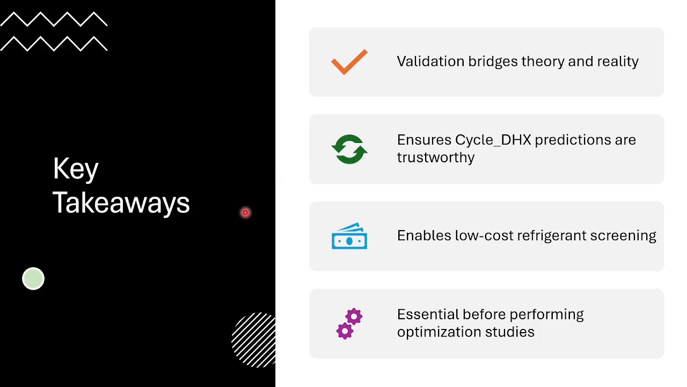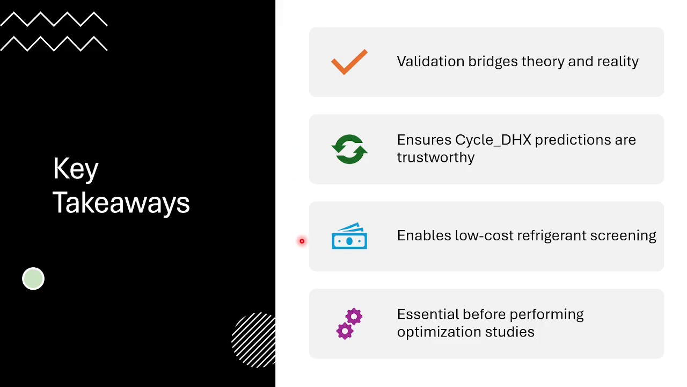So the key takeaways from this video, we can say that the validation bridges the gap between the theory and the reality, and it ensures that the cycle DHX predictions are trustworthy. They are just not simulation results, but these are the results which you can trust and you can believe, because these are the real cycle results which you can get from any experimental data.